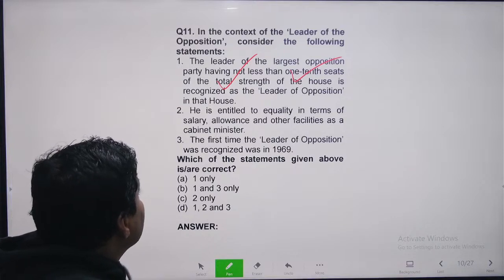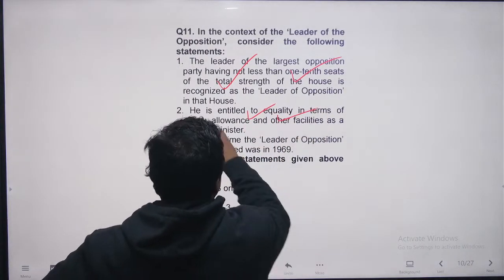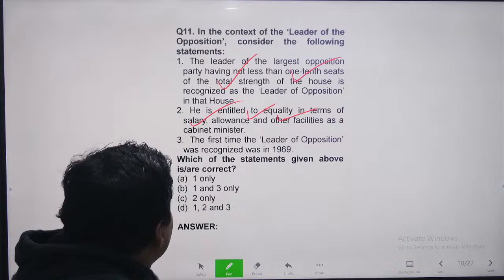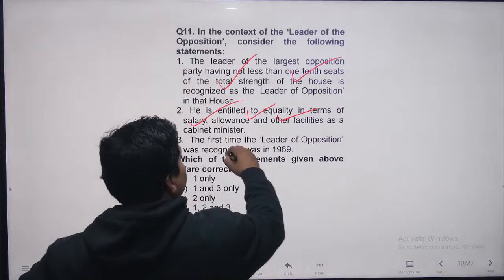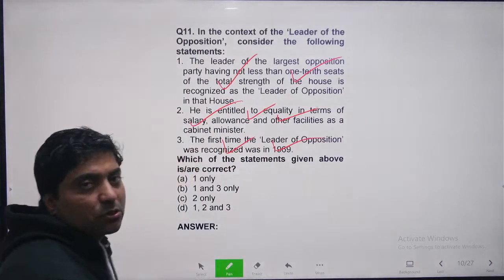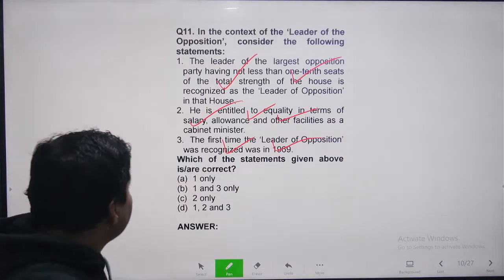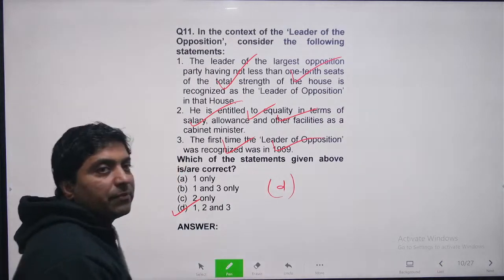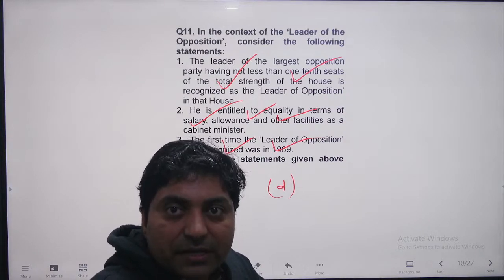Second, he is entitled to equality in terms of salary, allowances and other facilities as a cabinet minister. Yeah, this is also correct. You must remember that. The first time the leader of opposition was recognized was in 1969, this is also correct. Right? So here you see 1, 2, 3. Statement D is correct.